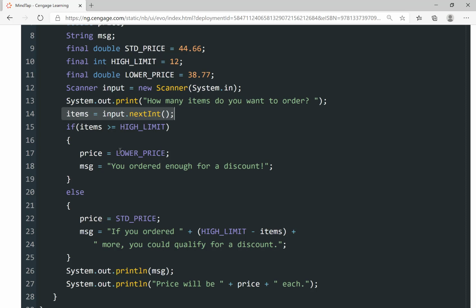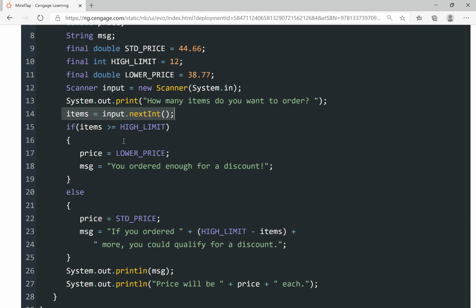So what's going to happen is the lower price, $38.77, is going to be assigned to price. And I'm going to go ahead and make them feel good. You ordered enough for the discount, so maybe they remember to buy more next time. And by the way, it doesn't print there, but it does assign to print price and message.